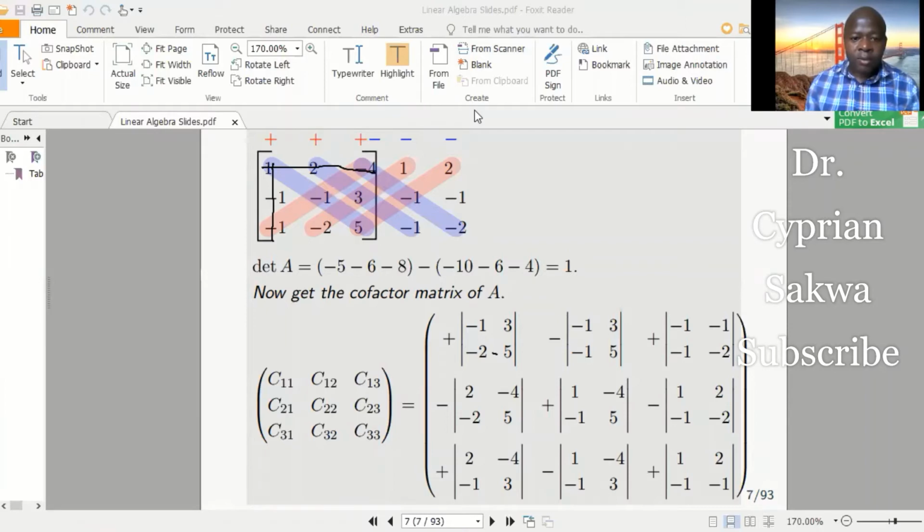And then I come to the second element, which is 2. I get its cofactor. So I delete the row of 2 and the column of 2. The matrix that is left is -1, 3, -1, 5.